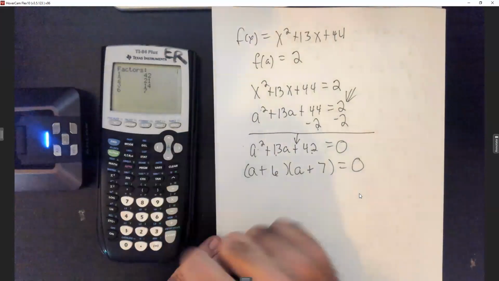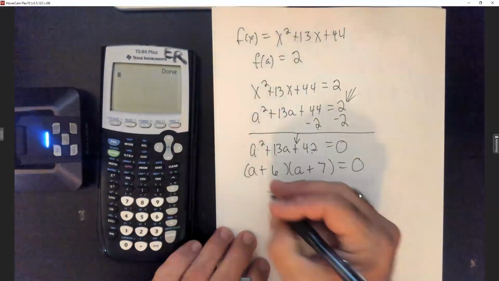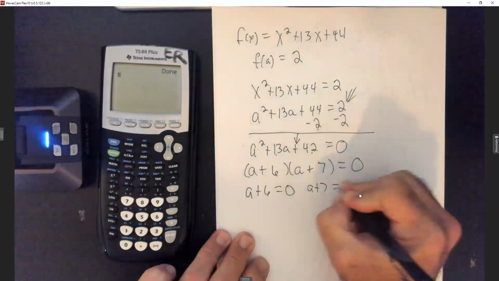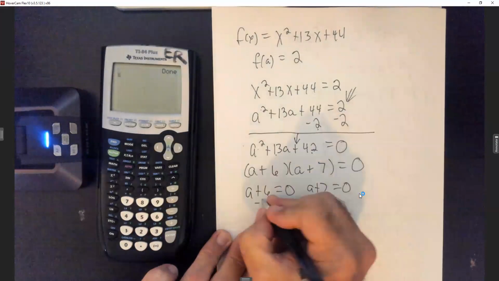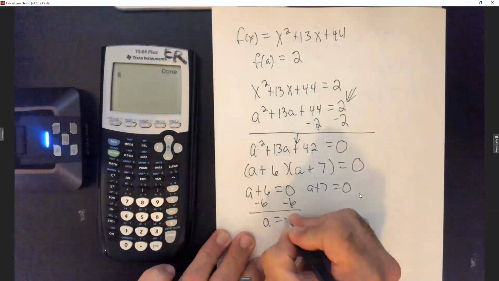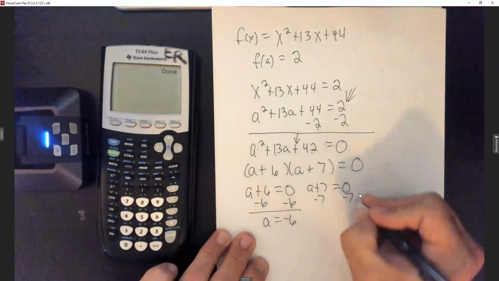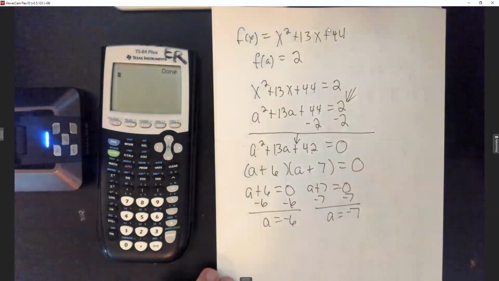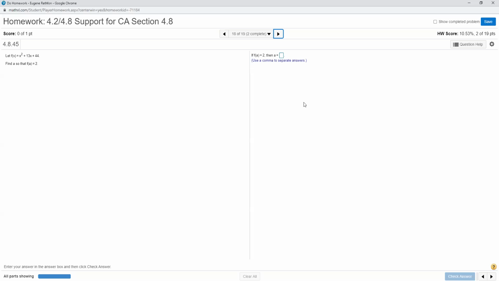Okay, now take both these, set them equal to 0, and solve that one by subtracting 6, so that a is a negative 6. Subtract 7 on that one, and get a is a negative 7. Then you would go back and put them answers in. Then you would have a equals negative 6, comma, negative 7.